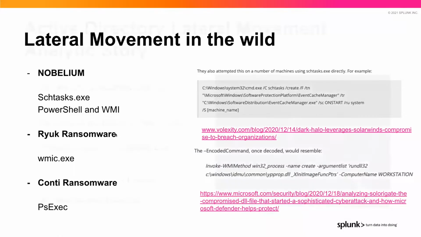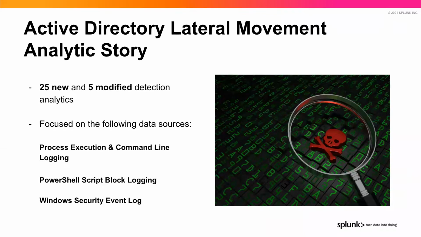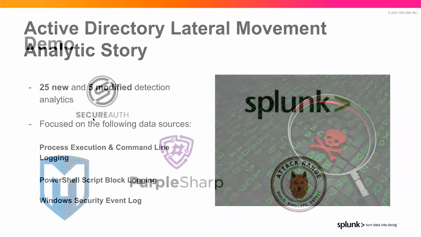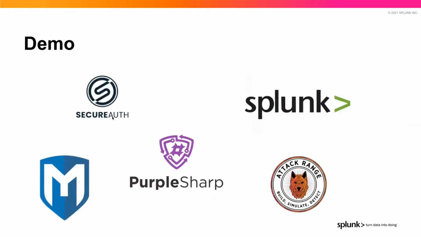So, knowing that actors are leveraging these techniques, we wrote the Active Directory Lateral Movement Analytic Story. This current update introduced 25 new detections and 5 modified detections. And we focused on these data sources: process and command line logging, PowerShell script logging, as well as the Windows security event log, okay? All right, so let's start with the demo. In this demo, we're going to use attacker tools or simulation tools like Impacket, Metasploit, and PurpleSharp, and we're going to simulate these techniques in a lab environment built with the Attack Range, and we're going to be detecting these lateral movement attacks using Splunk.